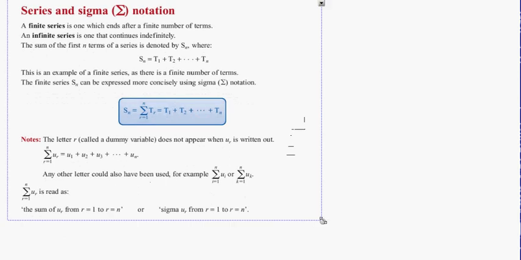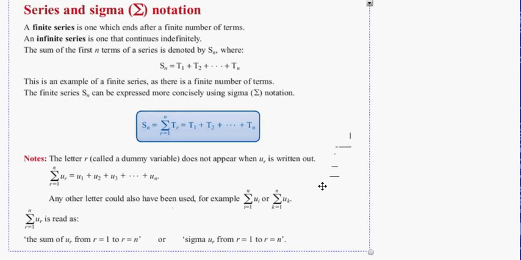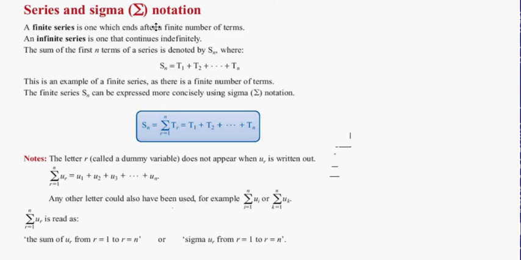Series and sigma notation. A finite series is one which ends after a finite number of terms. An example would be a series that only has 20 terms, goes all the way up to T20 and ends. The sum of the n terms of a series is denoted Sn. We went over that already. This is an example of a finite series since there's a finite number of terms. The finite series Sn can be expressed more concisely using sigma notation.